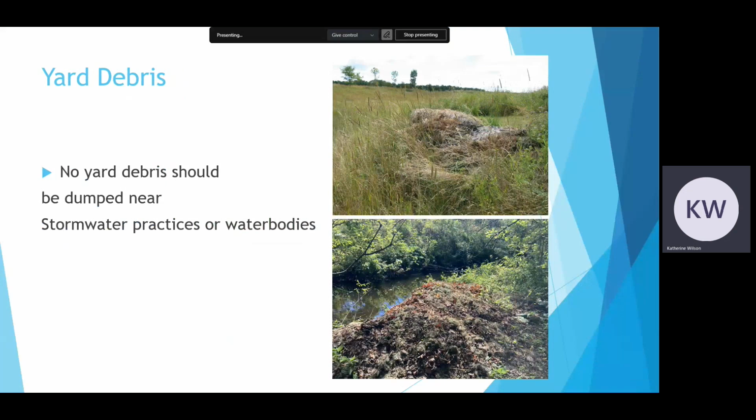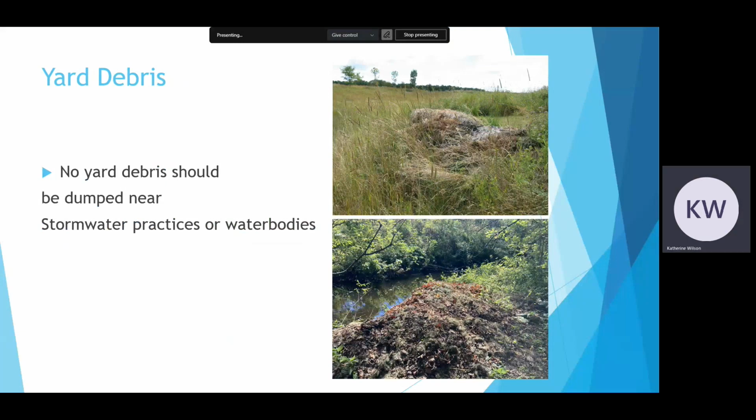In this photo, there's a couple piles of yard debris. It looks like maybe a Christmas tree in the upper photo. We don't want any yard debris dumped in stormwater basins or infiltration basins. The bottom image is a pile of leaves placed on the edge of a stream, which we do not like to see either. These piles of leaves provide extra nutrient loads to the drainage system and can clog outlet structures, slow down infiltration rates, and ultimately take away from the capacity of basins.